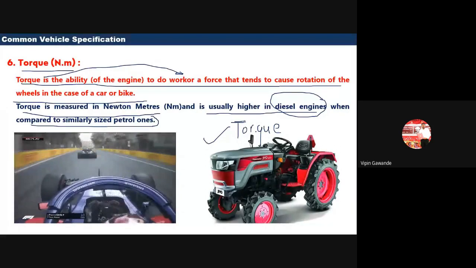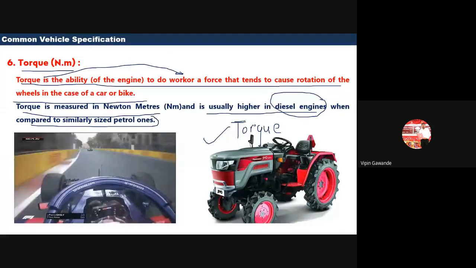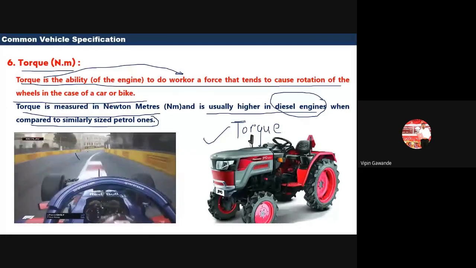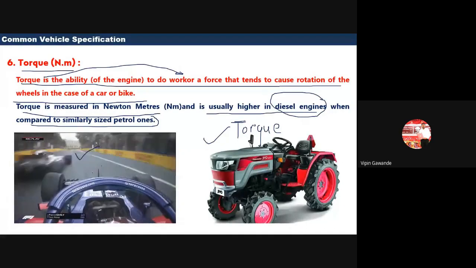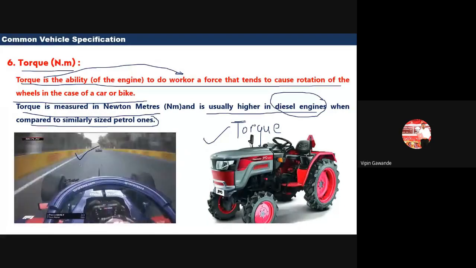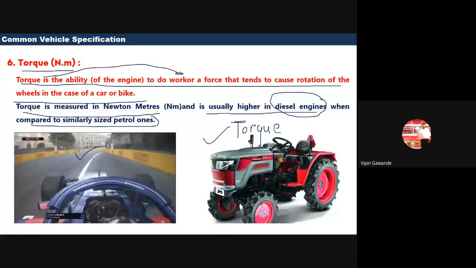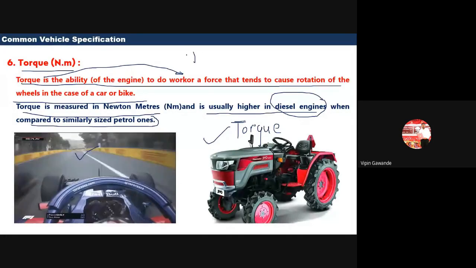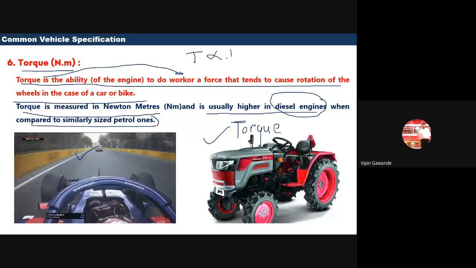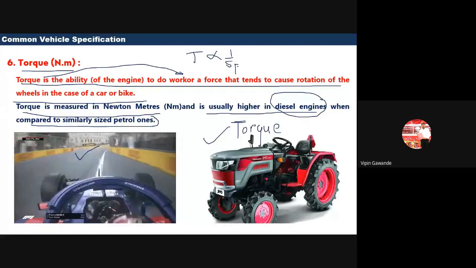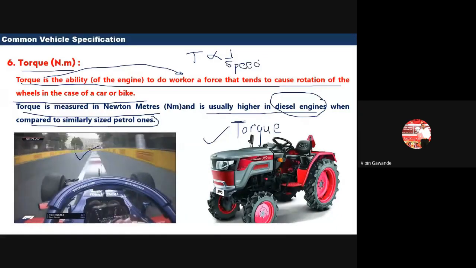So that's why for doing the heavy work we are using the tractor, while in case of the Formula 1 car, or a similar car, the torque is less. Torque is inversely proportional to the speed.